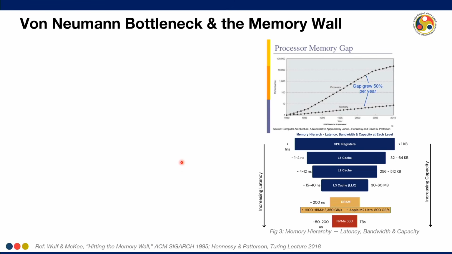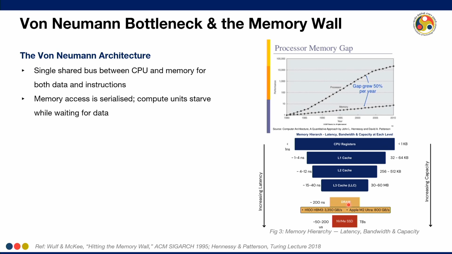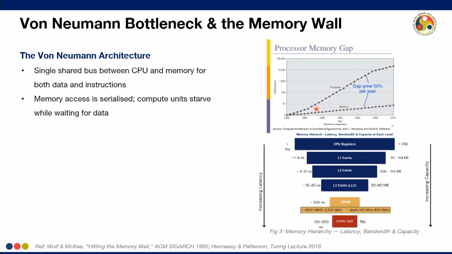So now we talk about the von Neumann bottleneck. Data resides in the memory, right, DRAM. So here is your DRAM, which is 200 plus cycles away. And here we have both the data and instructions, right. So you have the von Neumann architecture here, a single shared bus between the CPU and the main memory. Obviously in the cache you have the segregation between data and instruction, but essentially your data and instructions come from the DRAM. So memory access is serialized and compute units starve while they are waiting for the data.